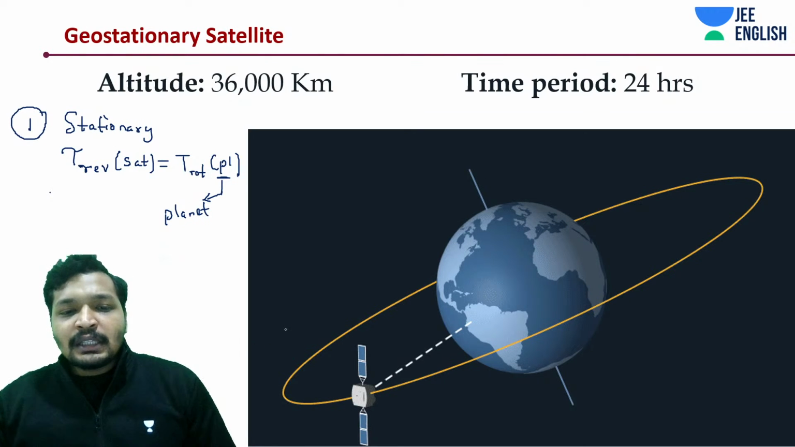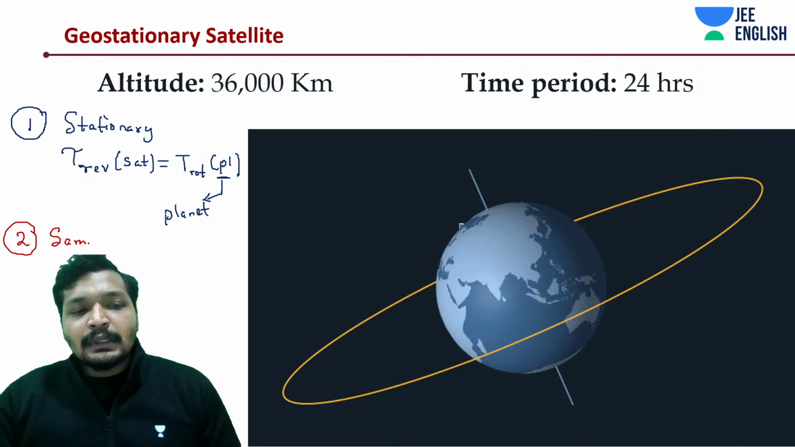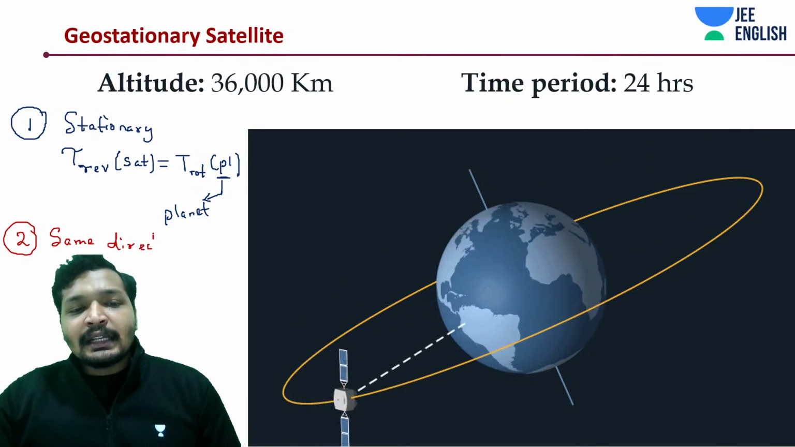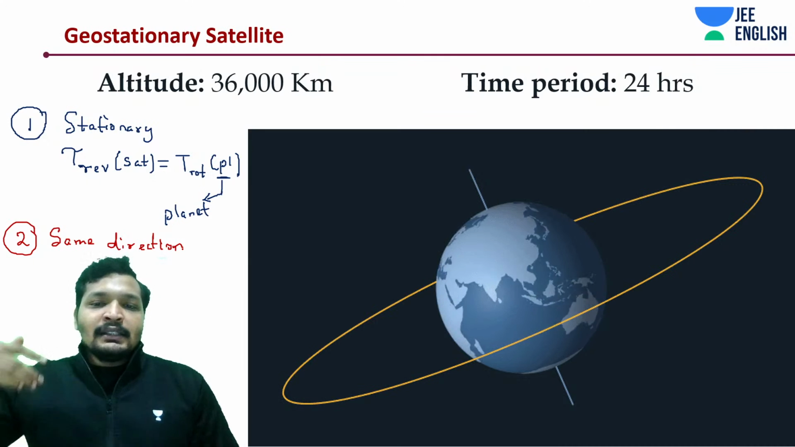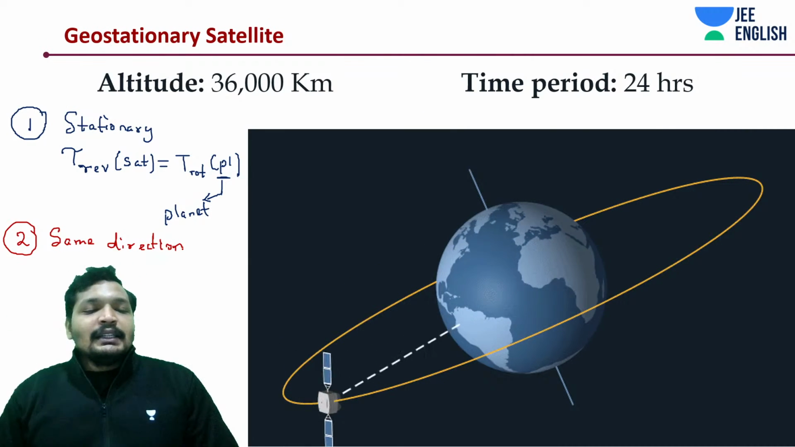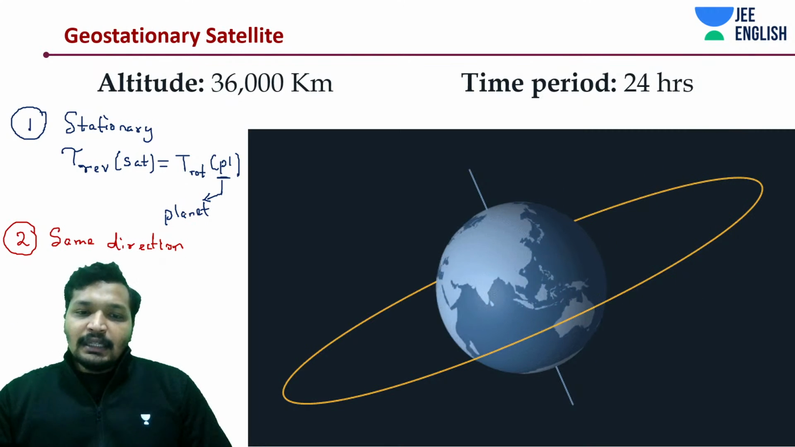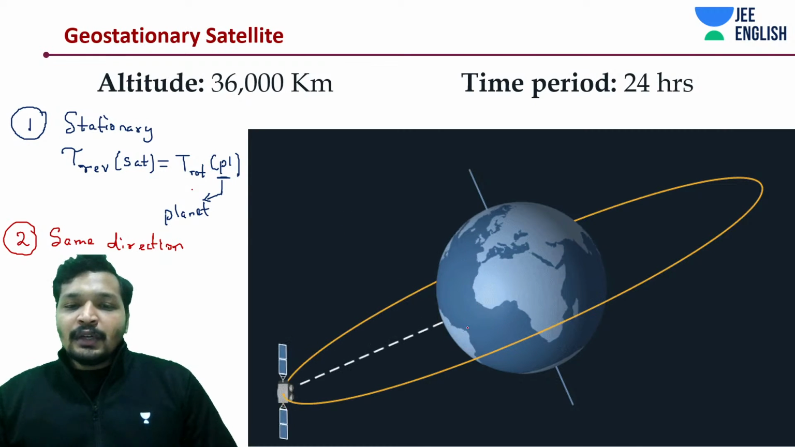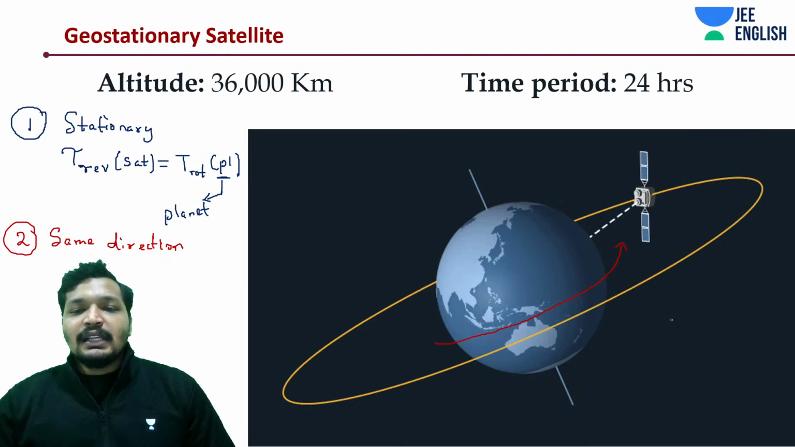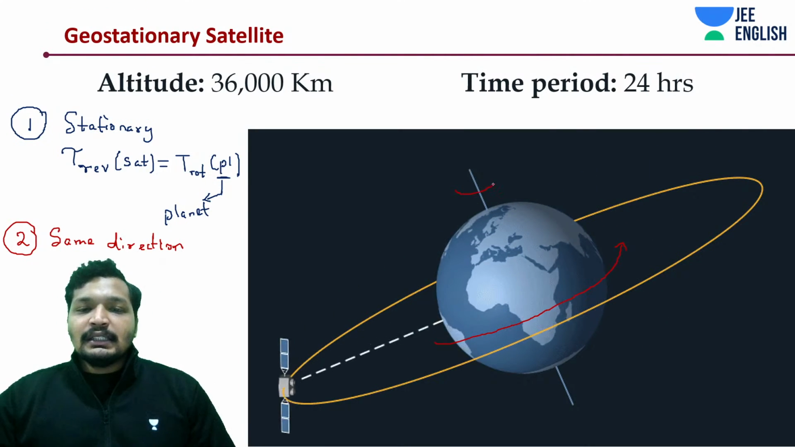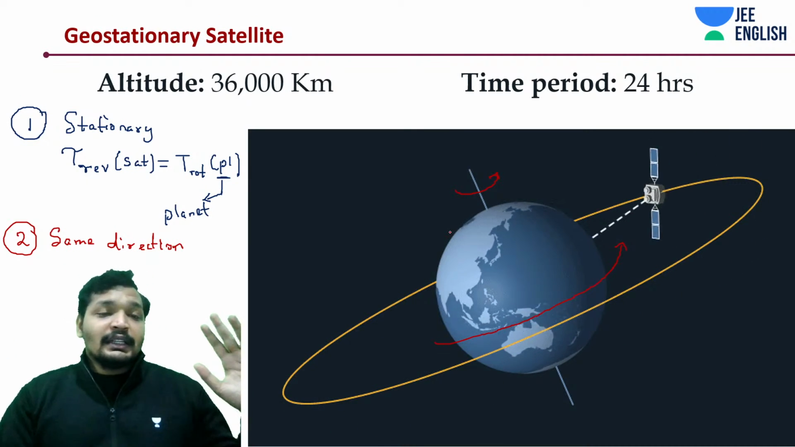And the next important thing is that it should be in the same direction. Same direction means, look at this. Earth is rotating like this. Whatever planet it is, it's rotating like this, and it's Earth. And the satellite is also revolving in the same direction. So if it's in this direction, your satellite should also be revolving in this. That is what is happening, right? It's rotating around the axis in this direction, and your satellite is also revolving in this direction. Amazing concept. It's really an interesting concept.